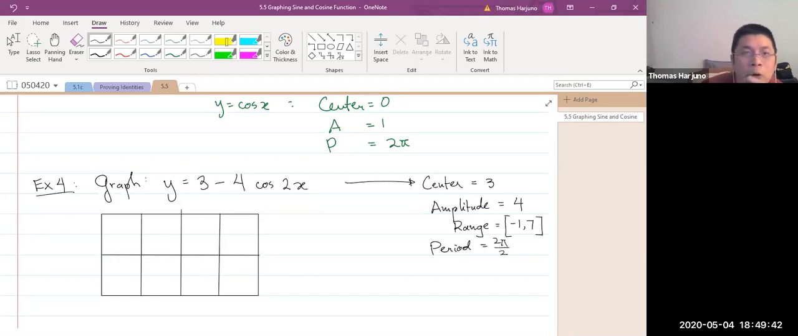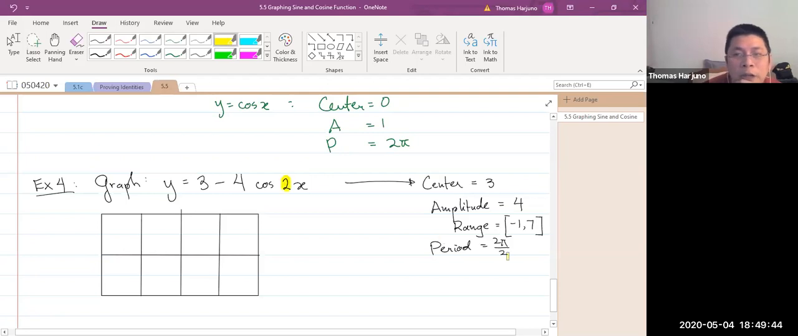We always divide by the coefficient of the angle, and the period will be pi here. So the center is 3, up 4 gives me 7, down 4 gives me -1. The starting point is 0, the period is pi. Do I start from the top, middle, or bottom?